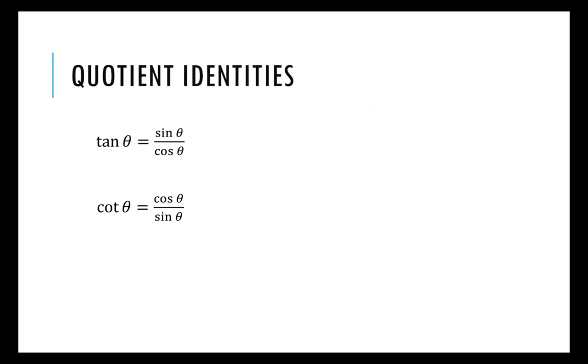Then we can also use those same definitions to think of tangent of theta as really the exact same thing as sine of theta over cosine of theta, and cotangent of theta is the exact same thing as cosine theta over sine of theta. Now, we'll see that these can be very helpful later on, but they're really coming directly from the definitions that we gave for our trigonometric values.